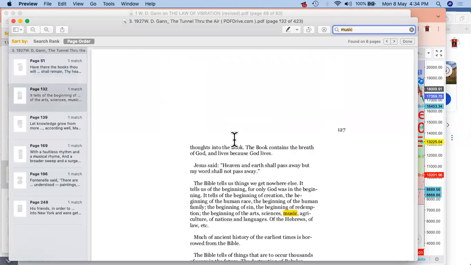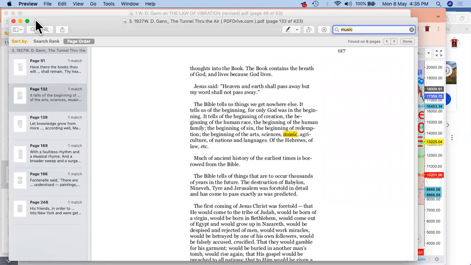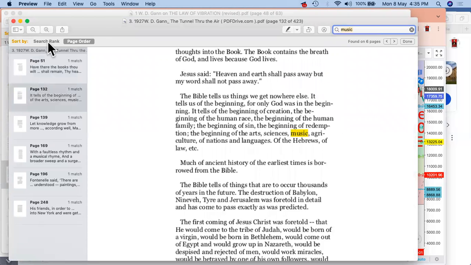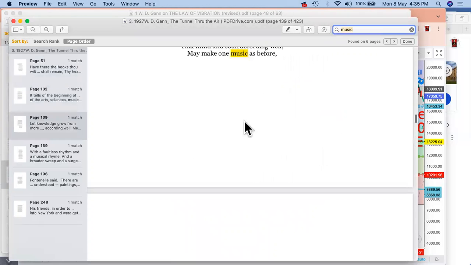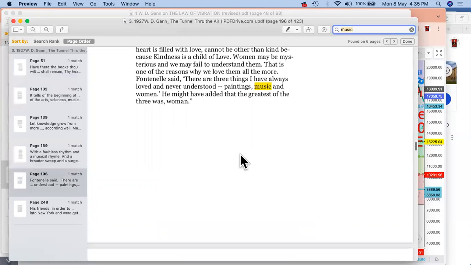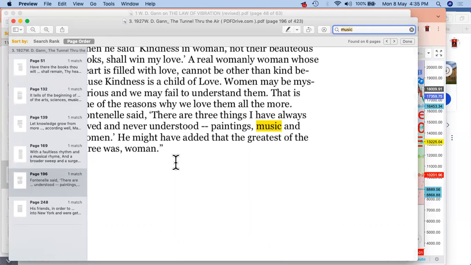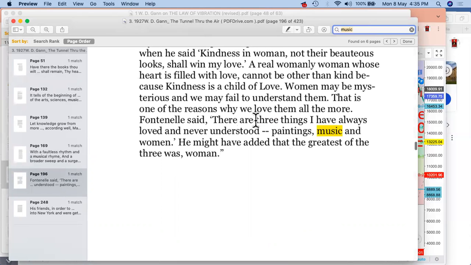One more important thing which is being given over here is, let me just try to zoom it, probably that would make things easier for me, right? The beginning of the art, science, music, agriculture, knowledge, language, and one more important thing where music has been given, so it becomes quite important for us. See, he talks about some really important and interesting thing over here. He says that that is one of the reasons why we love them all and more.